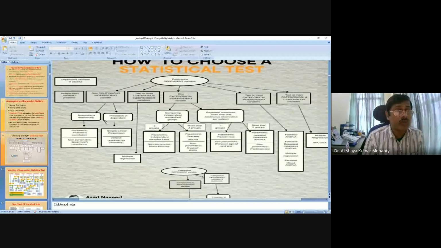Now the second option: after the assessment, we want to predict it. We want to forecast it. Prediction of the dependent variable. Which dependent variable? The continuous dependent variable. We want to predict it, we want to forecast it.